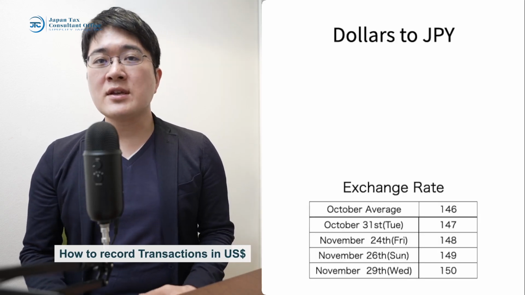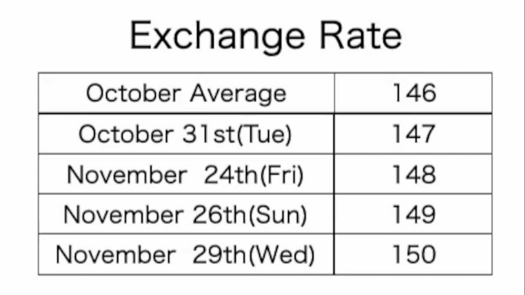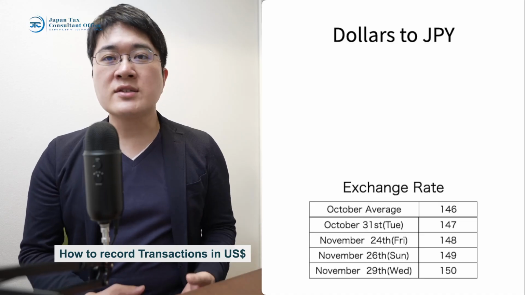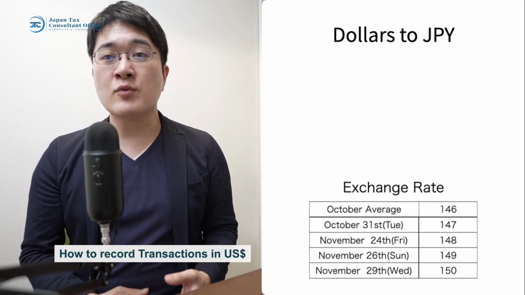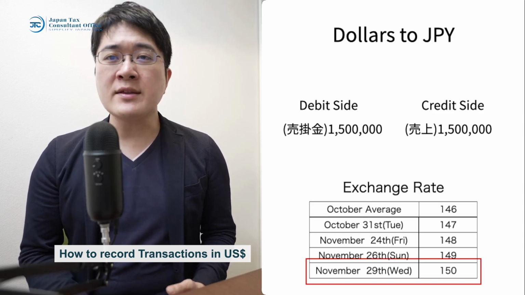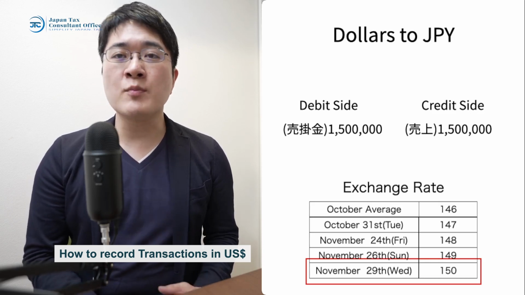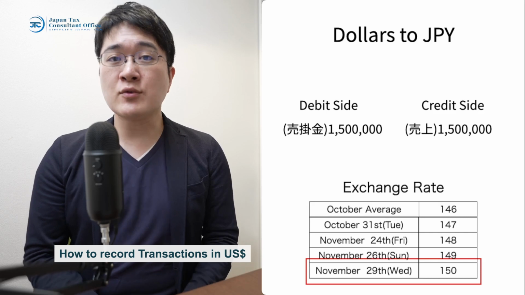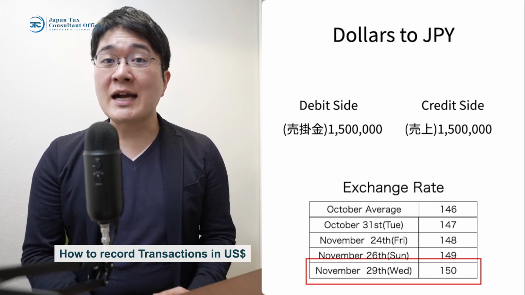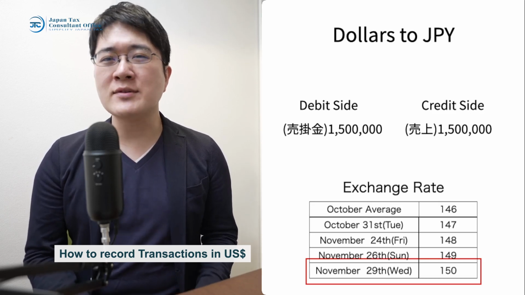Next, let's think about accounting for sales in US dollars. This is just an example of US dollar against Japanese yen. When your sales are in dollars on November 29th, checking the exchange rate is vital. The day's telegraphic transfer middle (TTM) rate would be best. For instance, if the TTM rate is 150 yen and you have sales of $10,000, the accounting entry will be recorded like this. 売掛金150万円、売上150万円. Accounts receivable 1,500,000 yen and sales 1,500,000 yen.